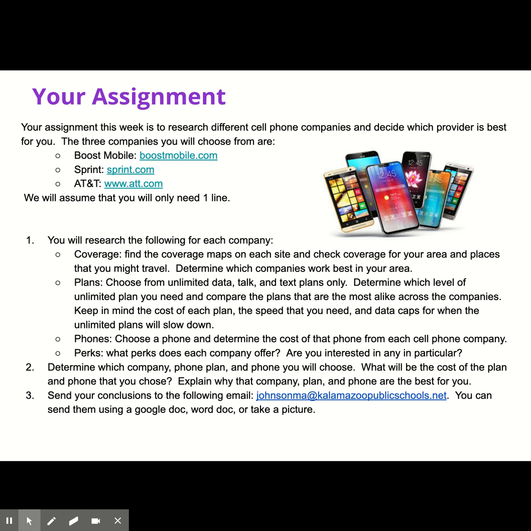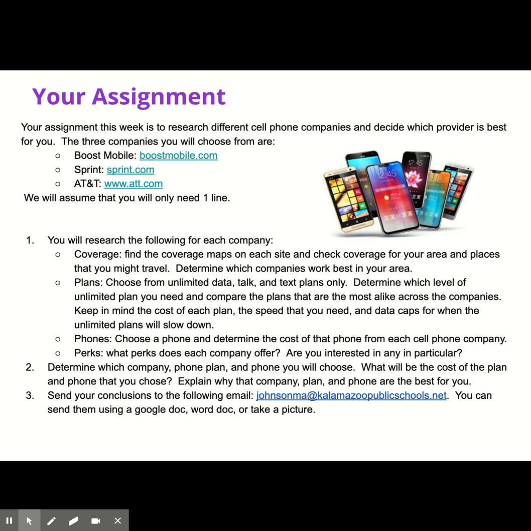You can also take a look at the perks. So what perks does each company offer? Are you interested in any of them in particular? So after you've done your research, you're then going to determine which company, phone plan, and phone you will choose. What will be the cost of the plan and the phone you're going to choose? Explain why that company, plan, and phone are the best for you.